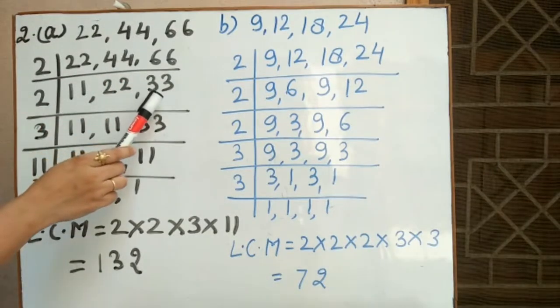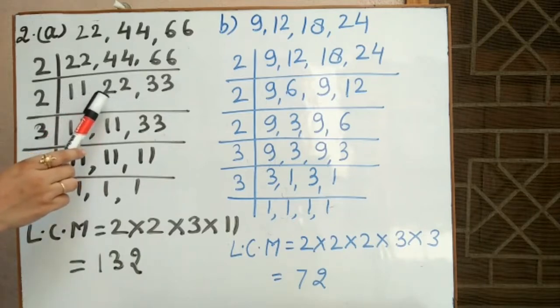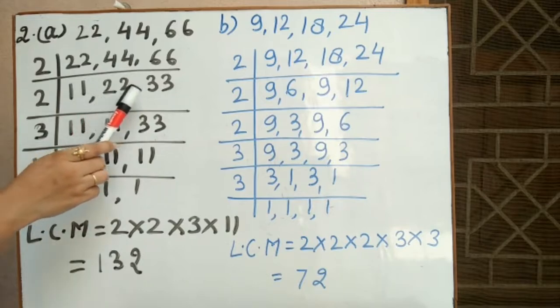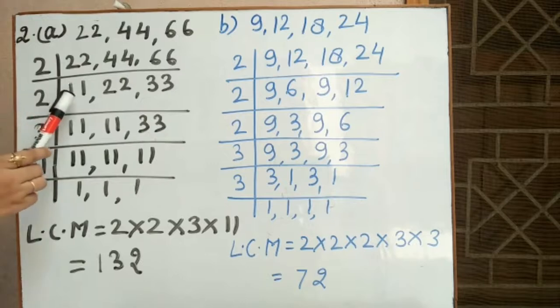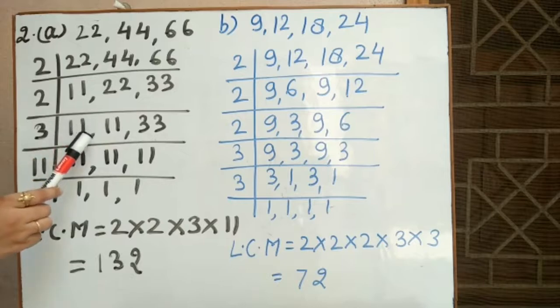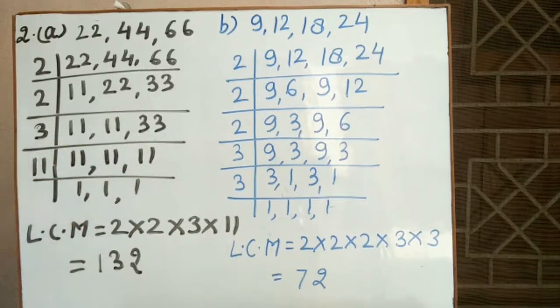11, 22 and 33. 11 can be divided by 11 only. 22 can be divided by 2 and 11. And 33 can be divided by 3 and 11. First of all, we will divide the given numbers by 2, because 2 is the smallest prime number out of 2, 3 and 11. We will write 11 as it is because 11 cannot be divided by 2. 2 ones are 2, and 2 ones are 2. And we will write 33 as it is because 33 cannot be divided by 2.